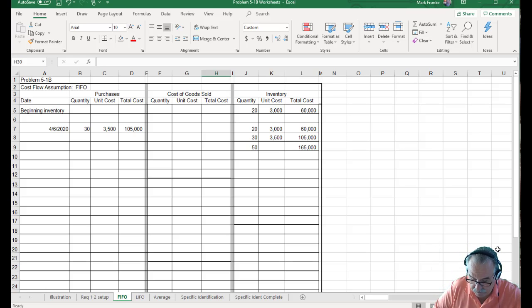$165,000 in our inventory. So the first set of columns is for what we bought, the second set of columns is for what we sold, and the third set of columns is what we have remaining in stock. Then on April the 9th, we sold 35.